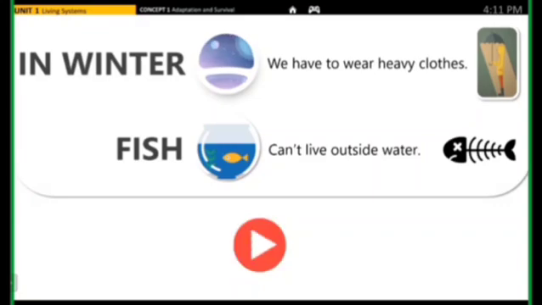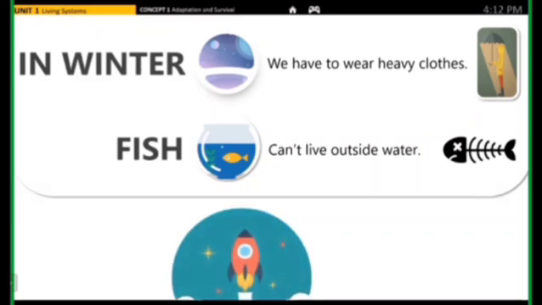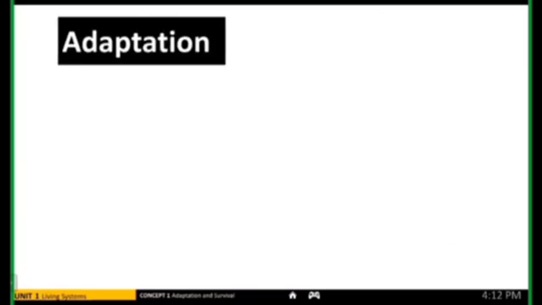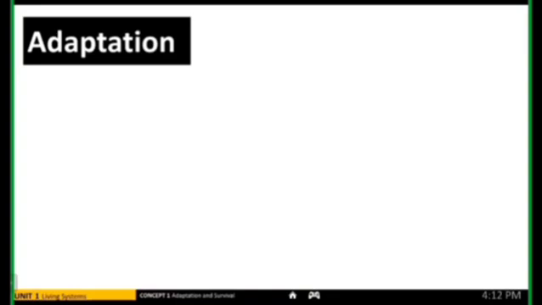Look. Actually, we will talk about adaptation and survival. From this, can you tell me what the meaning of adaptation is? What is the meaning of adaptation? What is adaptation? Yes, adaptation in living organisms like humans, animals, and plants, that can survive.